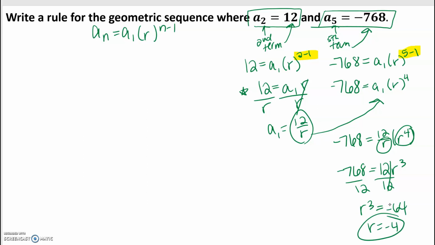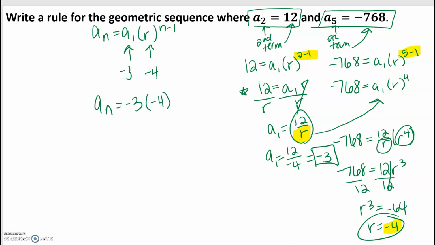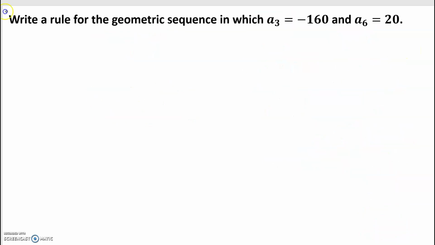Okay. Then I'm going to take that and I'm going to plug it back in up here in order to figure out what my first term is. So my first term is 12 divided by negative 4. So this gives me negative 3 as my first term. And once I have both of those, I'm going to plug those in up here. So we said this is negative 3. This is negative 4, so my rule looks like negative 3 times negative 4 to the n minus 1 power.